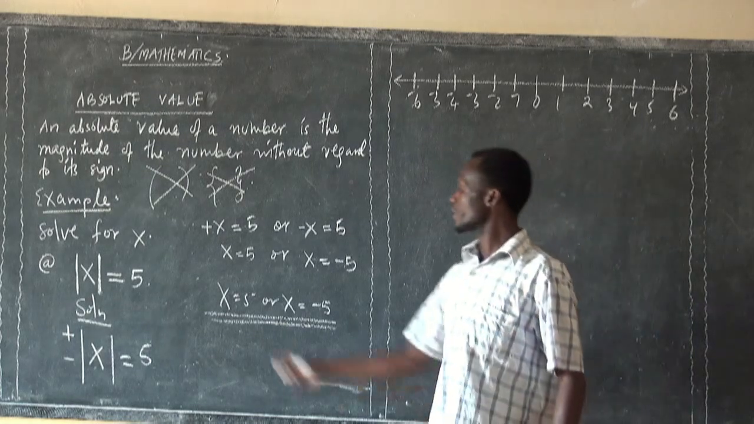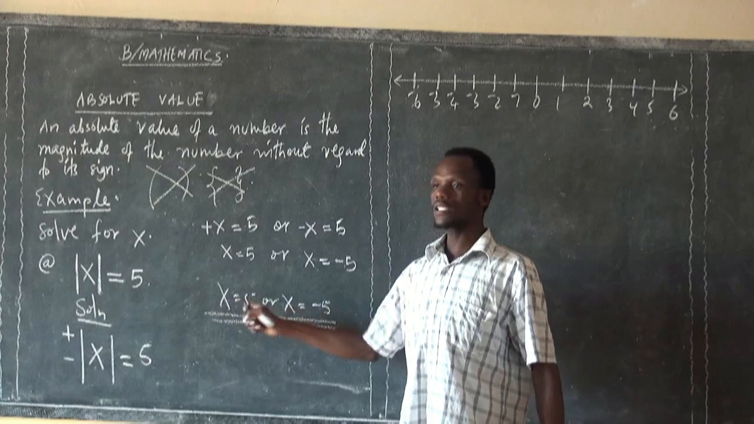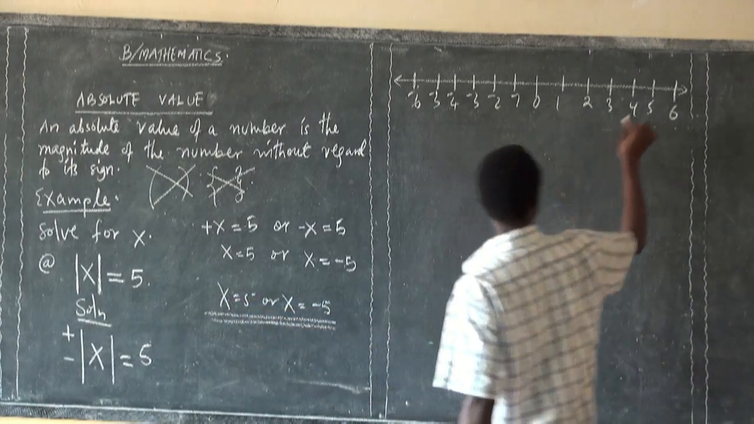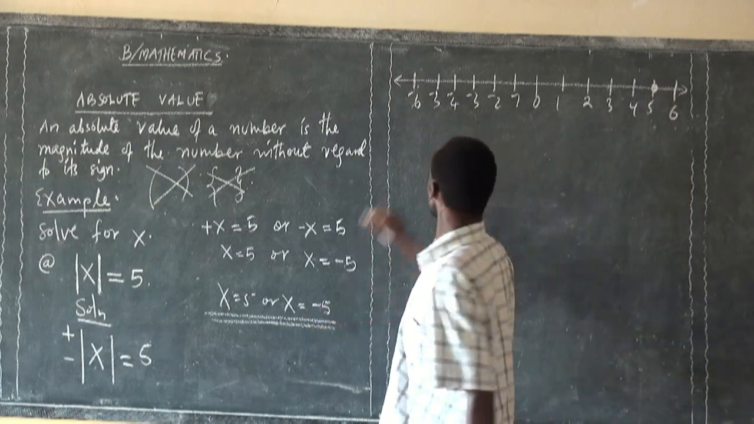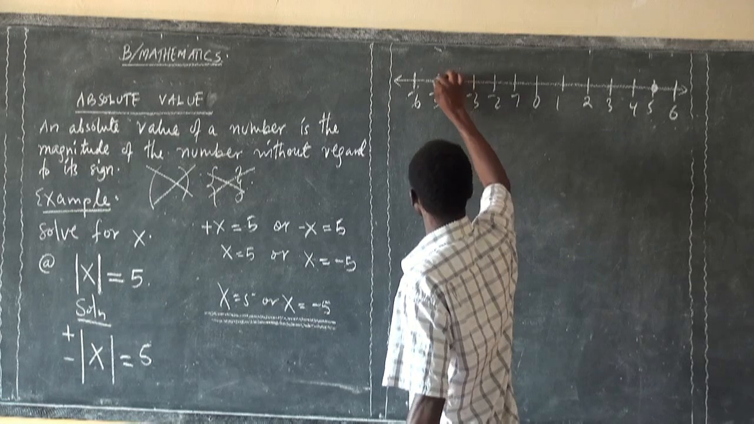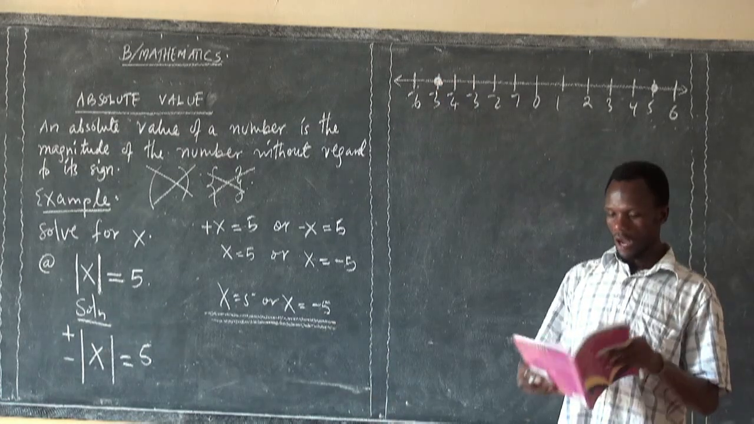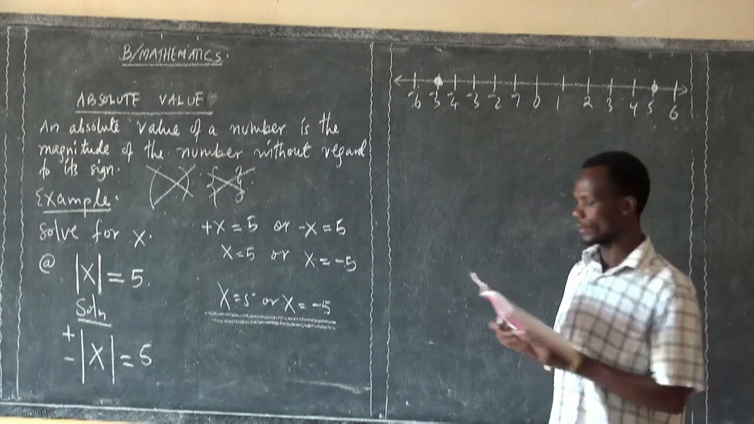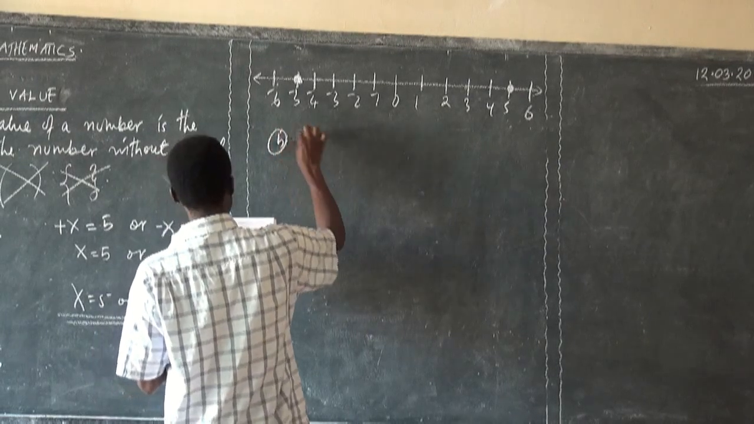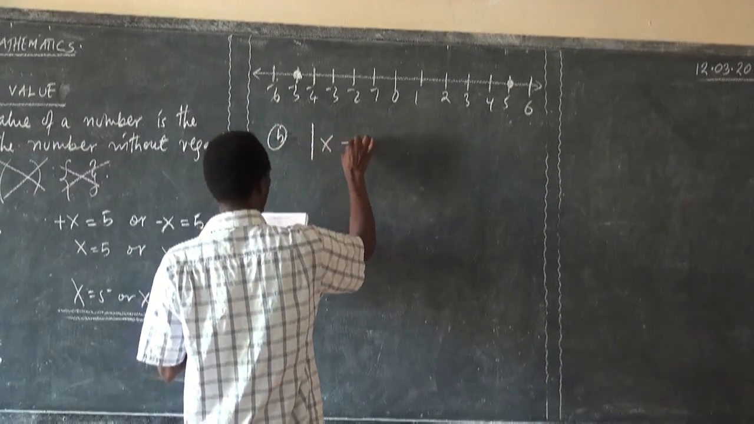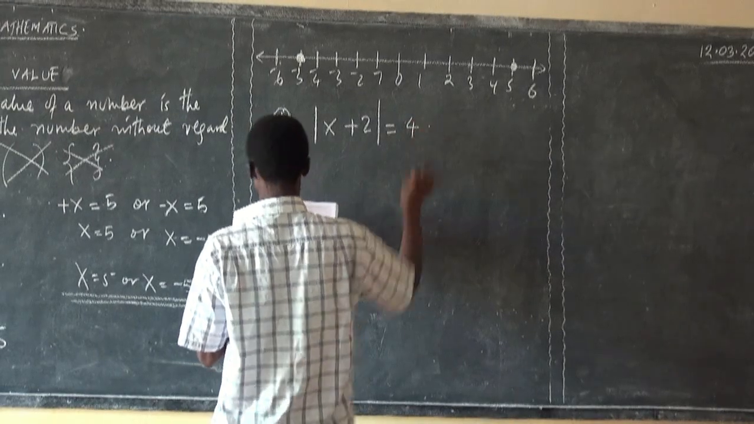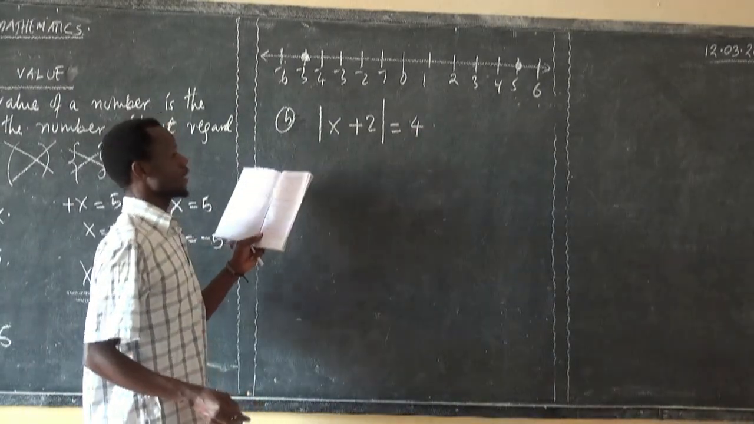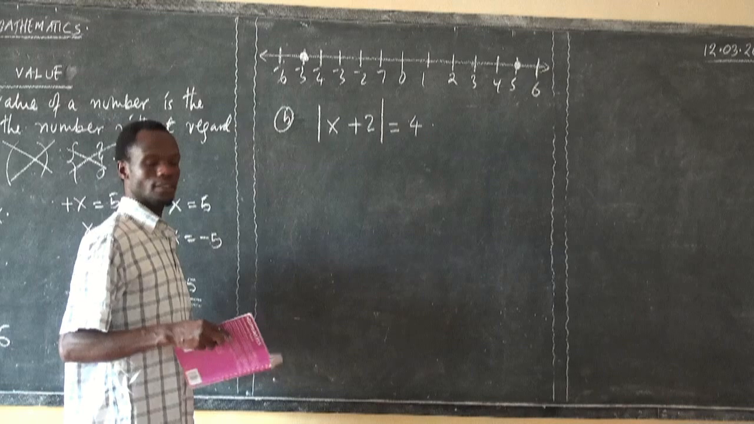Now to represent this number, x is equal to 5 right here, and then x is equal to -5 right here. Now you have done. Now let us see the other example here. B, you have the absolute value of x plus 2 is equal to 4. Solve and represent the value on a number line.